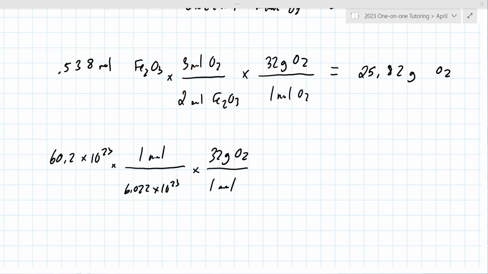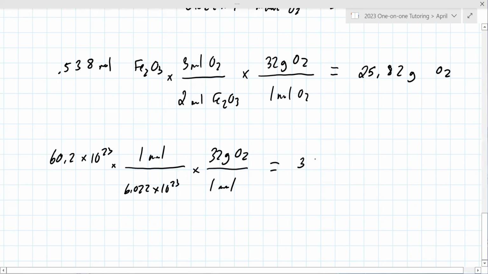And wow. So you initially had like 320 grams, but you only needed 25.82. So that's why it's an excess. And there's really a strong analogy to cooking when you have extra ingredients or not enough of something.